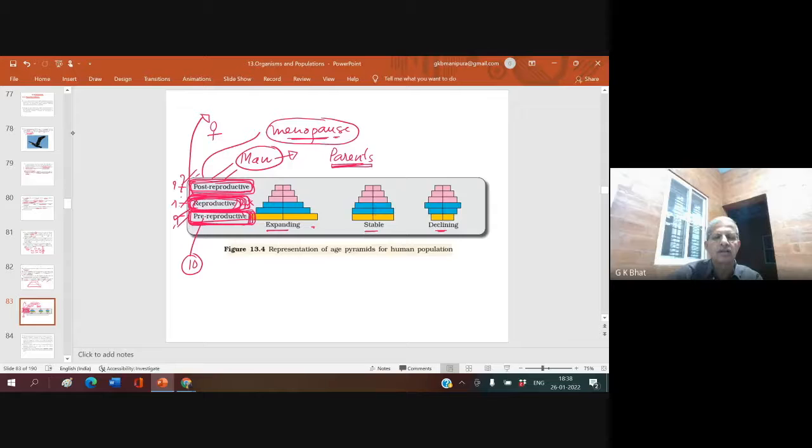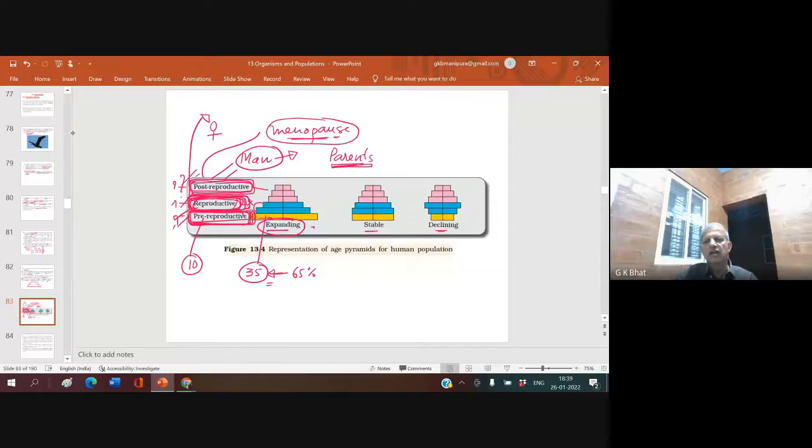If you consider that, then you have three types of boxes here. Most of them are pre-reproductive, then you come across the reproductive, and the least of them are post-reproductive. This is the age pyramid at present in India. Now in India, most of you are below the age of 35. 65% of the population in India belongs to the age group below 35, including you. This is an expanding age pyramid. And here, it is almost stable, not much variation.